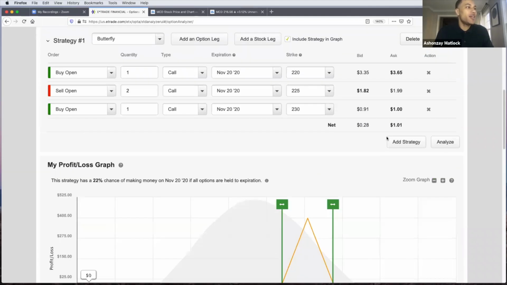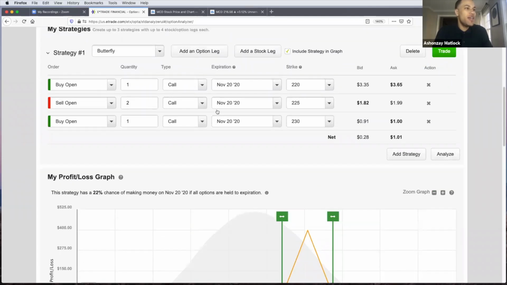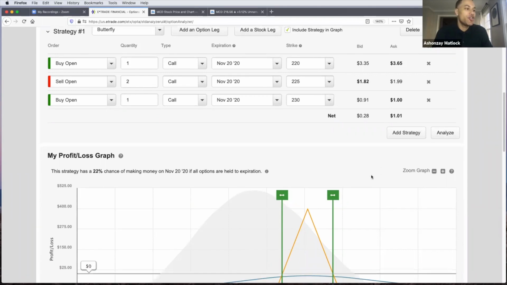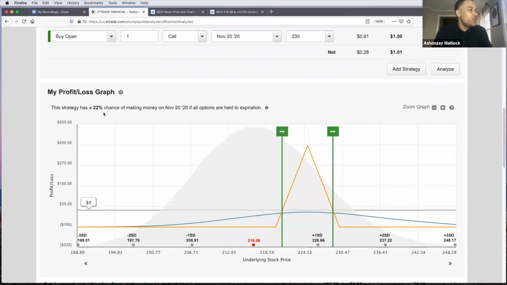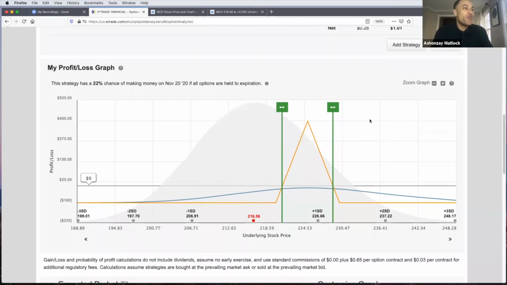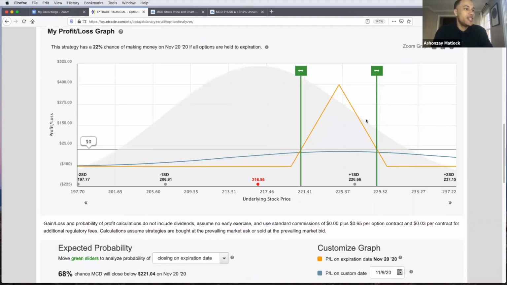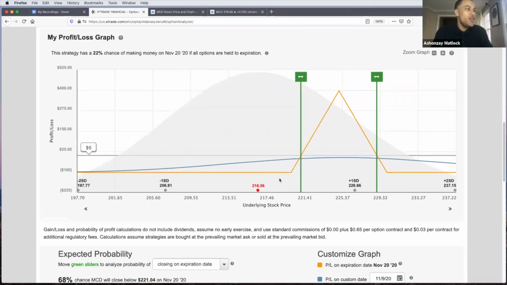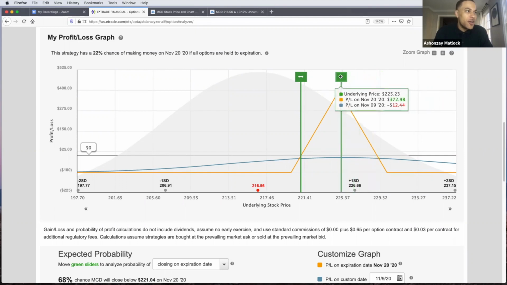Now, when you hit analyze, it's going to take this information and plot your trade. So this strategy has a 22% chance of making money on November 20th if all options are held to expiration. Now, here's what I really want to show you guys, this right here. This graph basically tells you when you can hit max profit. So max profit would be around 225. So if I drag this here, you can see.